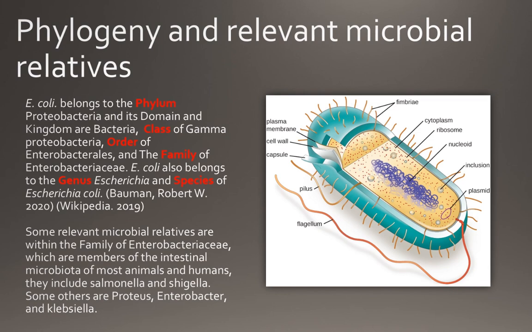E. coli is a bacteria belonging to the phylum Proteobacteria, class of Gamma Proteobacteria, order of Enterobacteriales. It also belongs to the genus Escherichia and species of Escherichia coli. Relatives include Salmonella and Shigella, along with Proteus, Enterobacter, and Klebsiella.